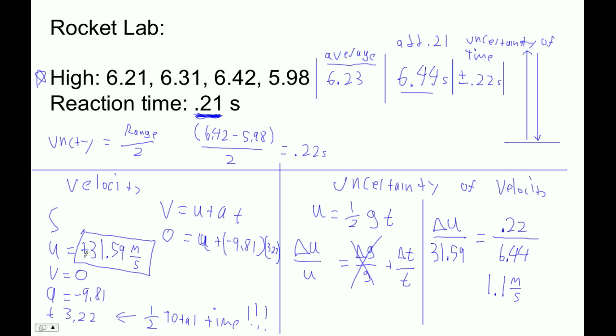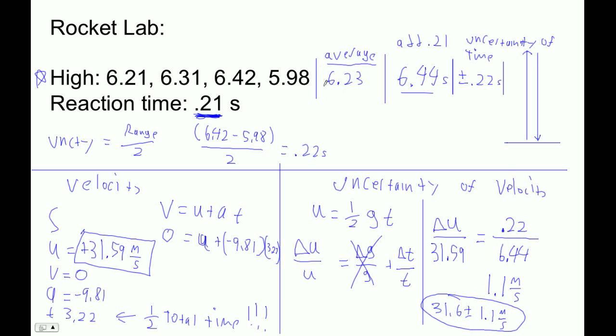Now we look at this, and it's 31.59 plus or minus 1.1. I think 2 sig figs for a derived uncertainty is good. What I would say is it's 31.6 plus or minus 1.1. That feels the best to me. Ta-da. Such a lot of work, and you have to do this 4 times.